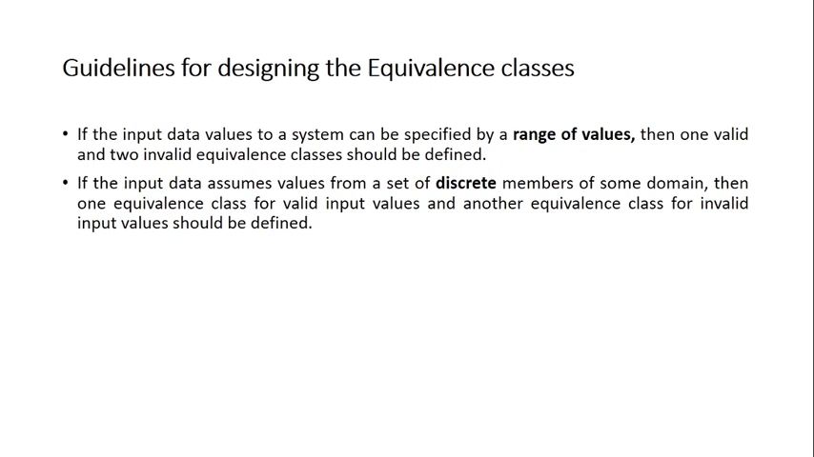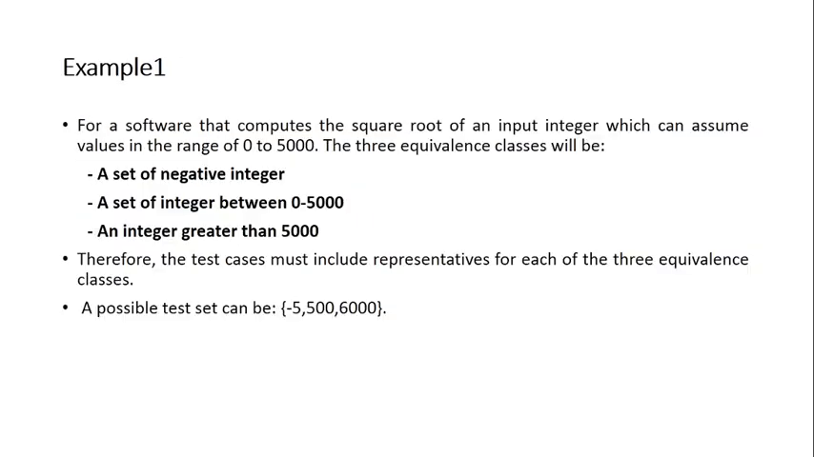While if we have input in the form of discrete numbers, in that case we'll have two classes, one valid and one invalid. The valid class is for the given discrete value, while all the other values except the given value belong to the invalid class, right? So we'll be having two classes in this case. So let's see an example here.